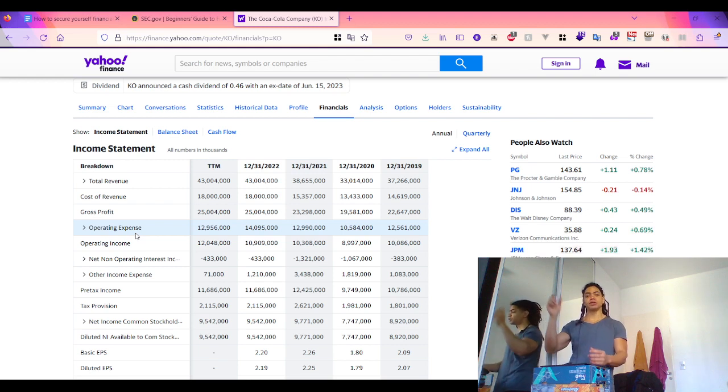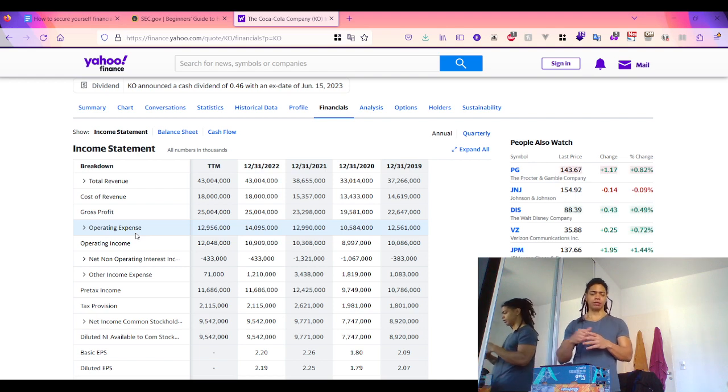So they call it net because of all the deductions from merchandise returns and the discounts made from this gross revenue, all right?